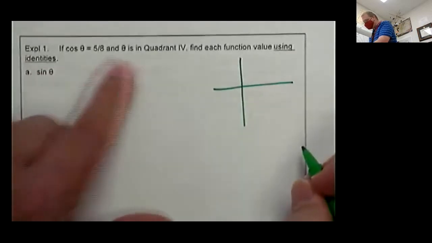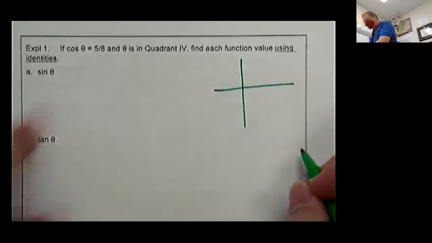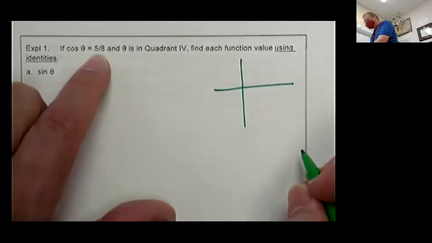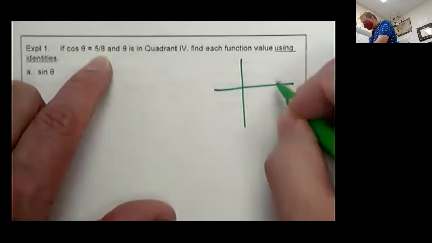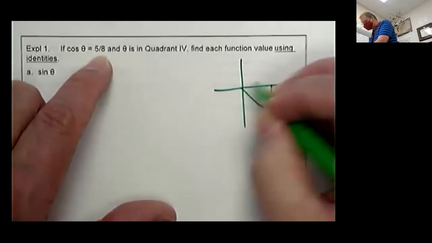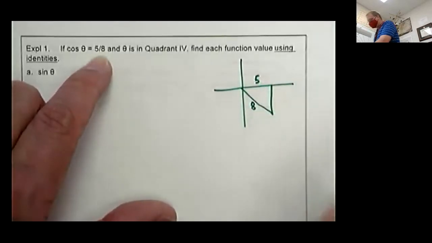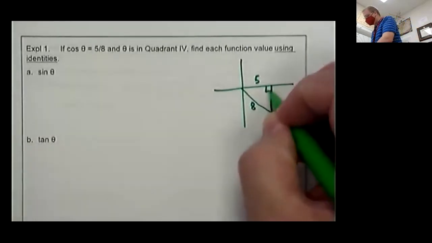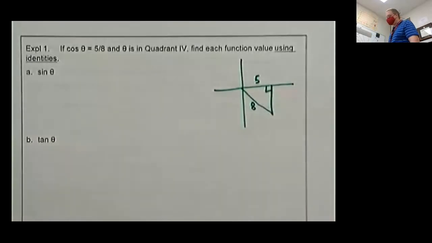So we're in the 4th quadrant, and we know cosine is adjacent over hypotenuse. So we have to have a triangle where this is 5 and this is 8. And we're in the 4th quadrant. Now, instead of using the Pythagorean theorem, which we could easily do, to find that missing side, we're going to use an identity.